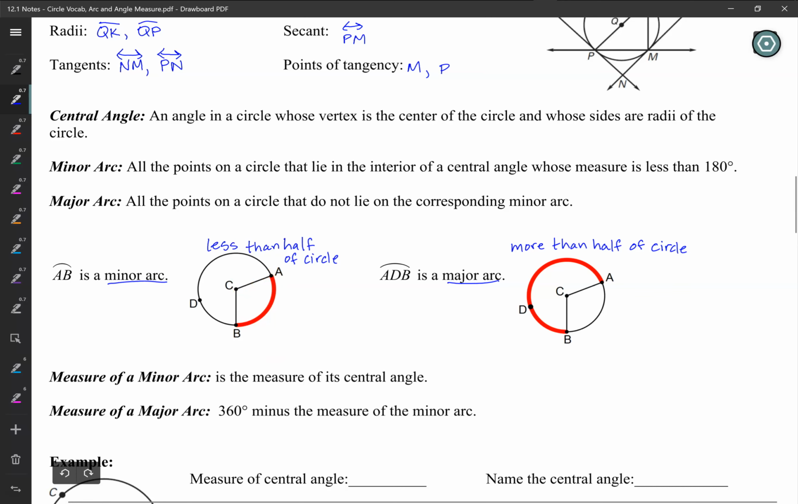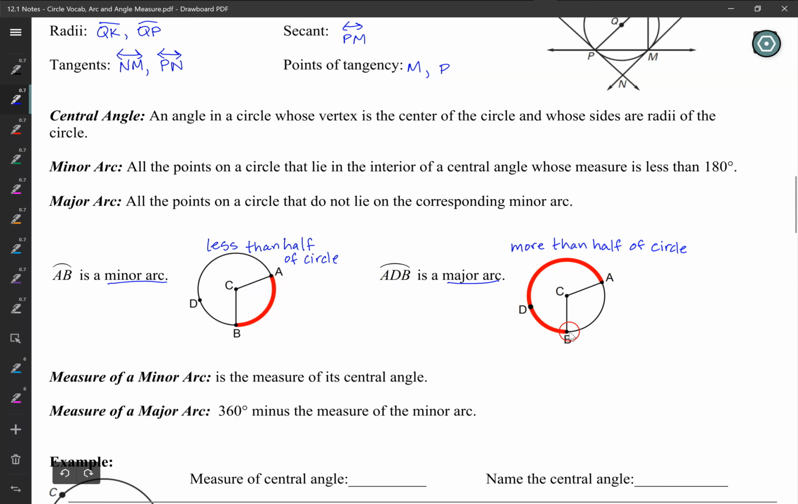Now we name minor arcs like this. We name them with two letters, the two end points, with a little curve on top. So that minor arc is arc AB. We name major arcs with three letters. You start at one end point, I'm starting at A, and then you name a point that you go past, and then you name the point you end up at. So this is arc ADB.